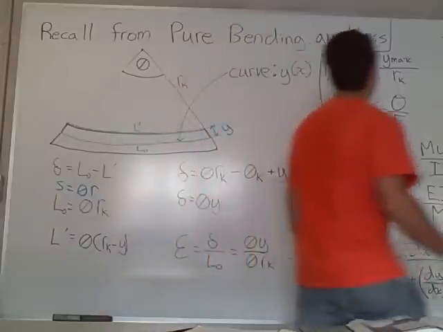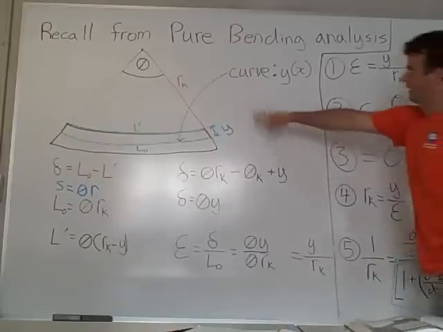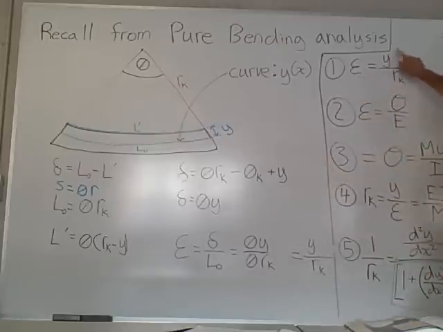And now a little bit more algebra. This doesn't have to be y max. It can be any y, any distance from the neutral axis. And so our strain is y over the radius of curvature. Our strain is also equal to stress over the modulus of elasticity. And our stress, you recall from pure bending, is going to equal the moment times distance from the neutral axis divided by our moment of inertia.